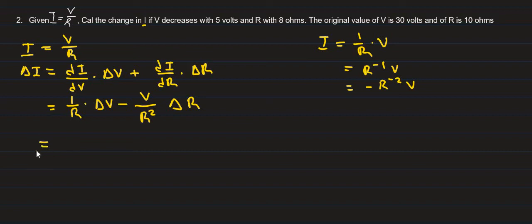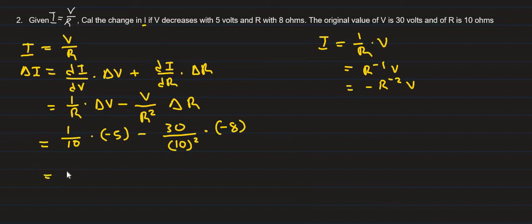Then we substitute into the general formula. Original R is 10, so 1 over 10 multiplied by change in V, which decreases by 5, so negative 5, minus V original, which is 8, over R original 10 squared, multiplied by change in R, which decreases by 8.8. Then the change in I comes to about 1.9 amperes of current.